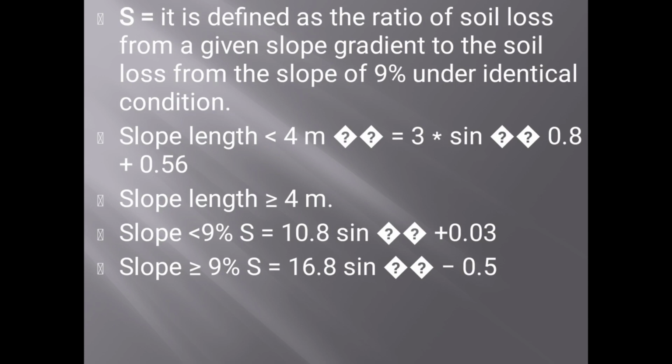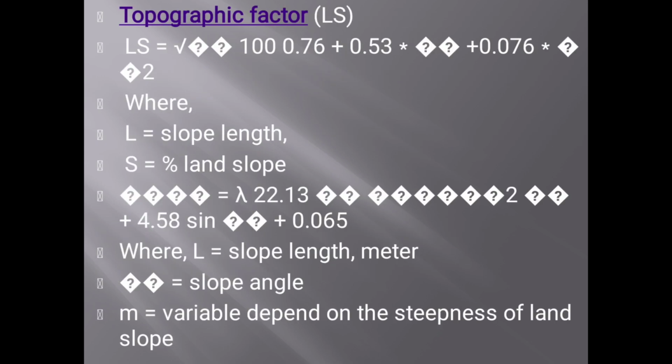S is defined as the ratio of soil loss from a given slope gradient to the soil loss for a slope of 9% under identical conditions. For slope length greater than or equal to 4 meters and slope less than 9%, S is equal to 10.8 sin θ plus 0.03, and for slope greater than or equal to 9%, S is equal to 16.8 sin θ minus 0.5. Next is the topographic factor, which means LS, where L is slope length, S is the percentage of slope, and θ is the slope angle, a variable depending on the steepness of the land slope.